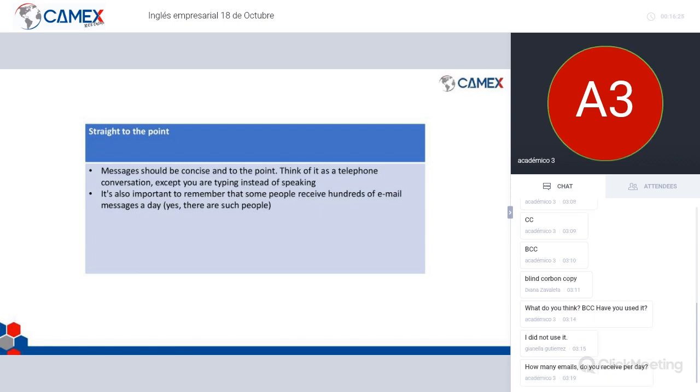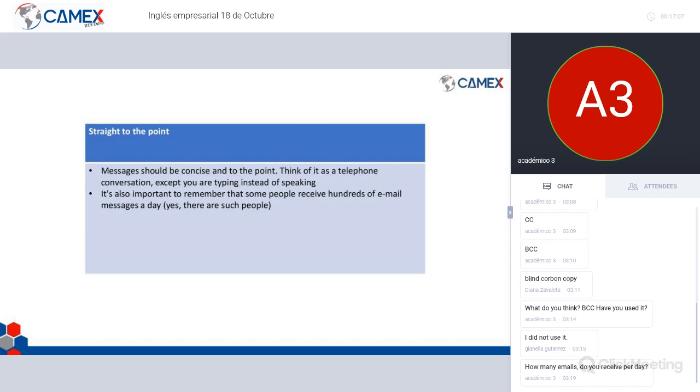So how many emails do you receive per day? Imagine if you receive these very, very long emails. Then you're not going to have all the time or all the energy to respond to all of them. So think about what is more convenient. Is it more convenient to make a telephone call, to write an email, or maybe to have a face-to-face interaction? That's something you will have to consider.